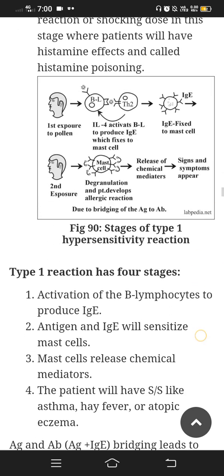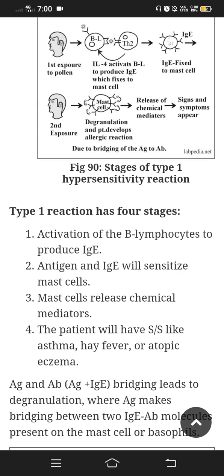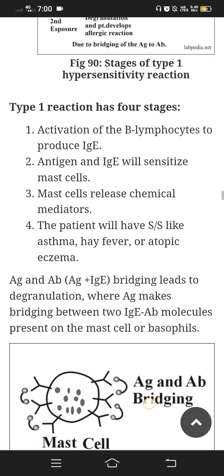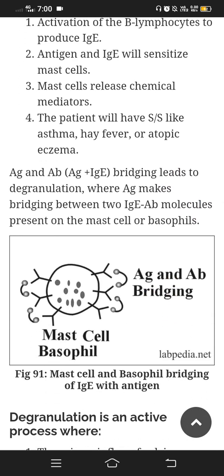Stages. Type 1 reaction has 4 stages. Activation of the B lymphocytes to produce IgE. Antigen and IgE will sensitize mast cells. Mast cells release chemical mediators. The patient will have signs and symptoms like asthma, hay fever, atopic eczema.